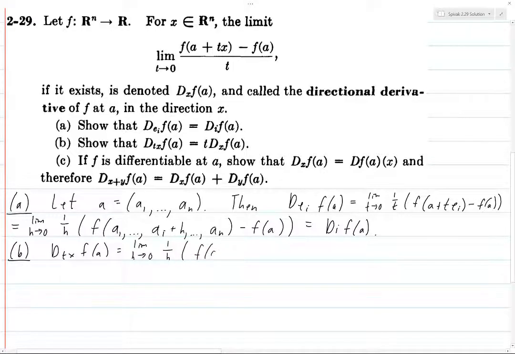Then we're going to get f of a plus, now we take h and multiply it by the vector tx, minus f of a. Okay, so now what we're going to do is we're going to let m be h times t.